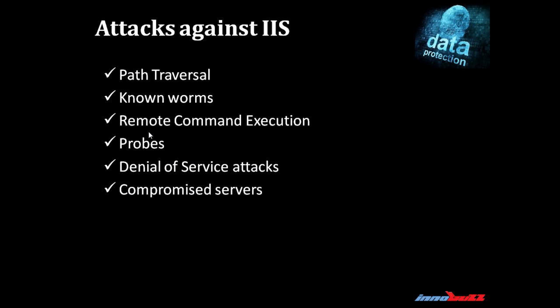Listed here are some of the attacks which can be performed against IIS, or Internet Information Server. Some of them are path traversal, known worms, remote command execution, probes, denial of service attacks, and compromised servers.